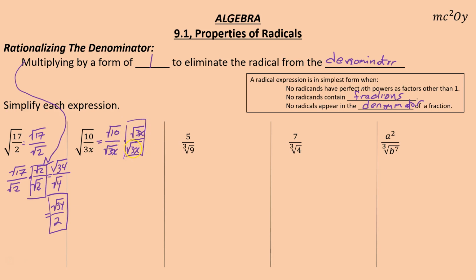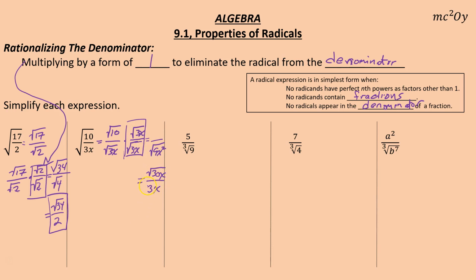So root 3x times root 3x. Remember, anytime you multiply a root by itself, you get what's in there. Now I'm going to show that it's 9x squared. Like 3 times 3 is 9, x times x is x squared. But the square root of 9x squared becomes, well, the square root of 9 is 3, and the square root of x squared is x. And then root 10 by root 3, well, that's root 30. And we still have that x.